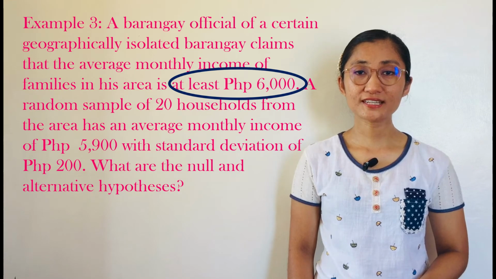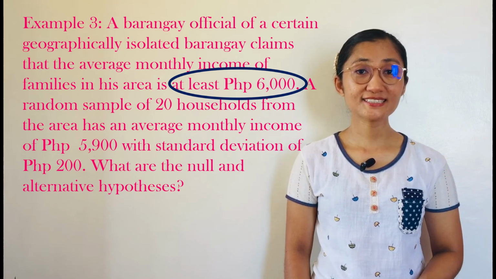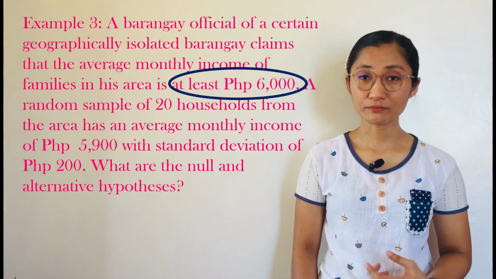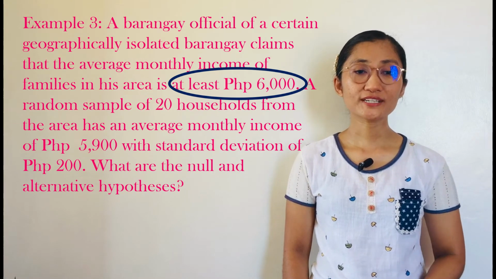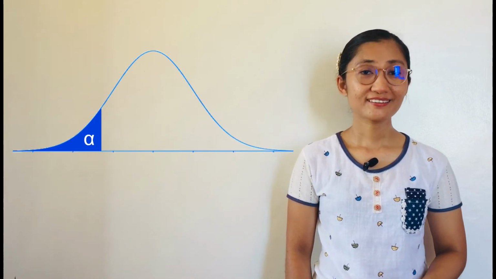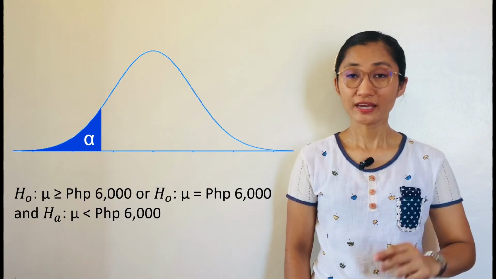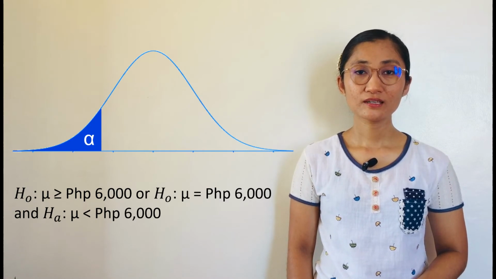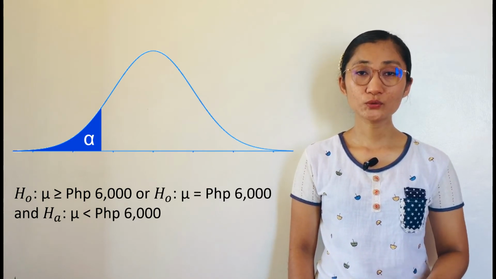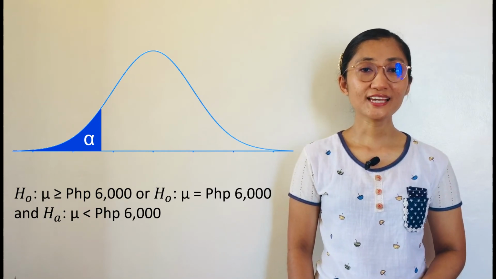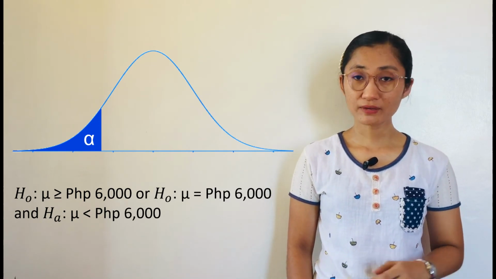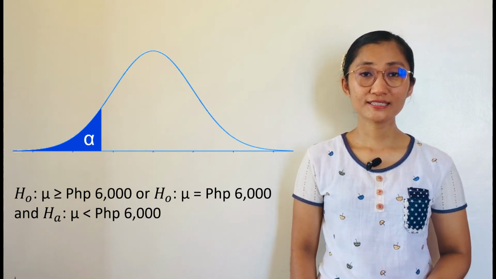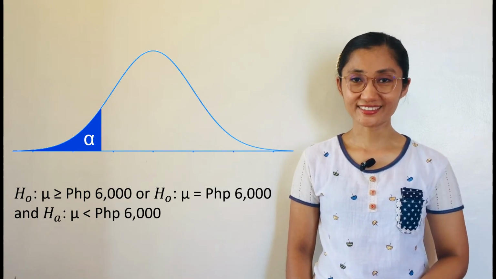Nevertheless, the hypothesis in example 3 used the phrase at least 6,000 pesos. And this is associated with the greater than or equal to symbol. Therefore, it is again a one-tailed test. That is, H sub 0 colon mu is greater than or equal to 6,000 pesos or H sub 0 colon mu equals 6,000 pesos. And H sub A colon mu is less than 6,000 pesos, and thus it is specifically a left-tailed test.